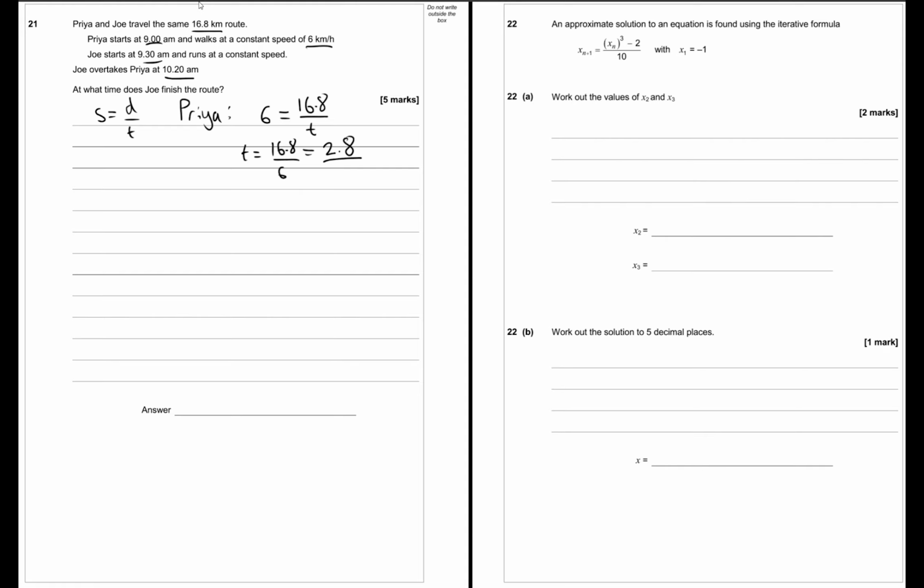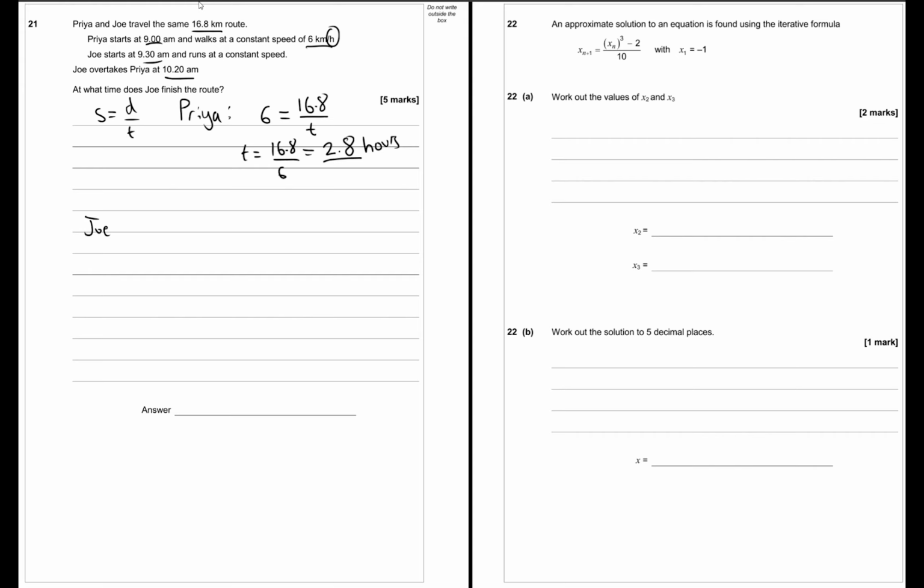So what is this 2.8? That is a time, and we're working in hours. That's 2.8 hours. That seems about right, doesn't it? Okay, so it takes her 2.8 hours to walk 16.8 kilometers. Okay, so let's think about what else we know.